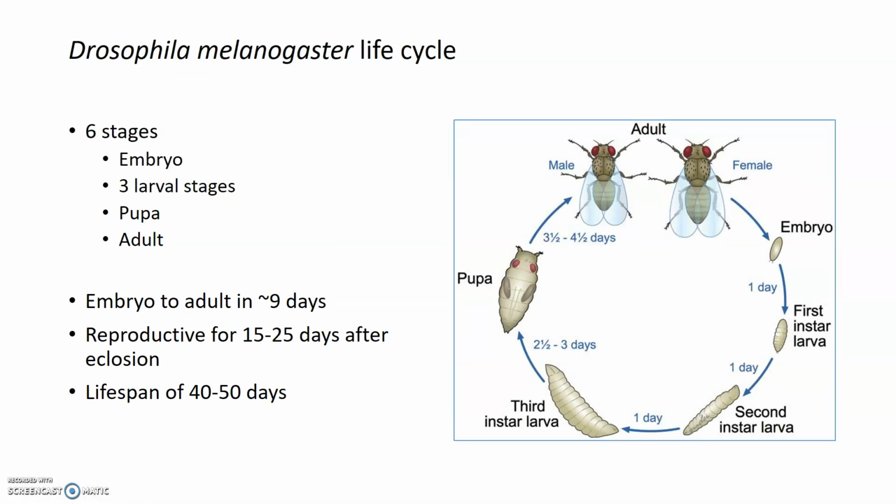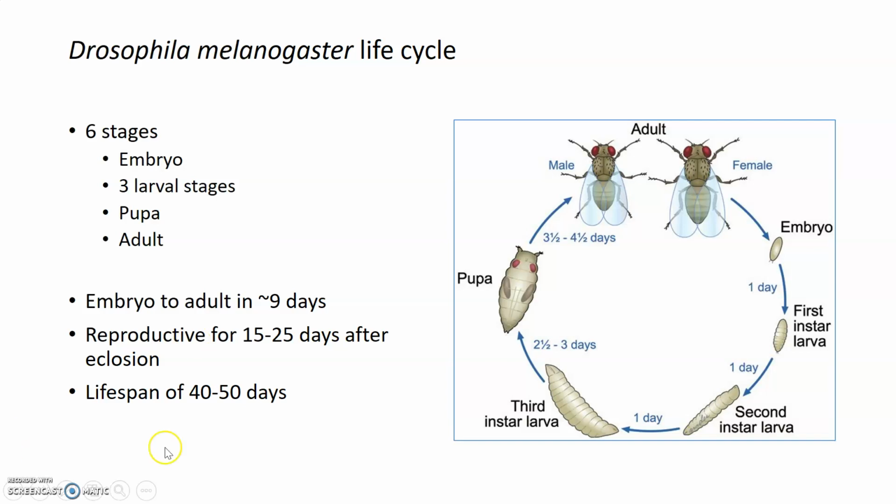And so to start off, this is the life cycle of Drosophila melanogaster, or the common fruit fly, illustrated here on the right. Drosophila go through 6 stages from embryo to adulthood. They go through 3 larval stages, the first, second, and third instar larvae. And then they enter the pupal stage, and then ultimately become adults. You can see the timing laid out here on the inside of this diagram. It takes about 9 days for an embryo to become a fully grown adult. Females, at least, become reproductive almost immediately after reaching adulthood, maybe within 12 hours. And they remain reproductive for 15 to 20 days after that.